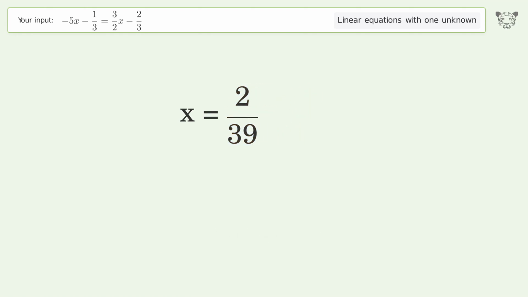And so the final result is x equals 2/39.